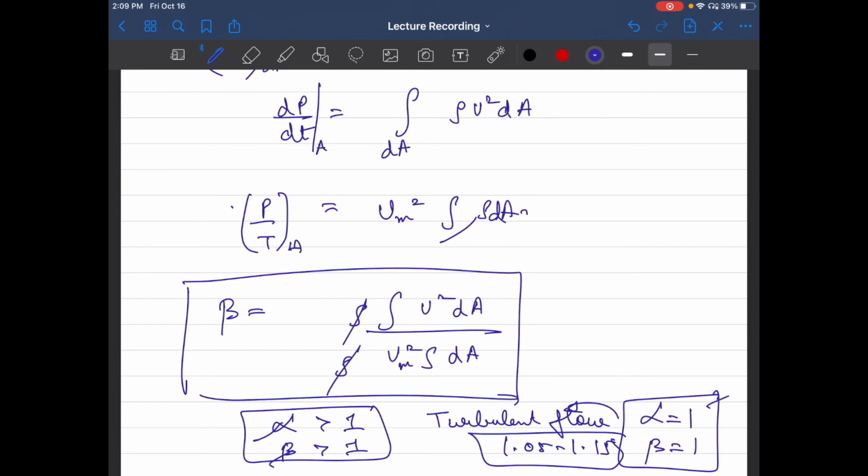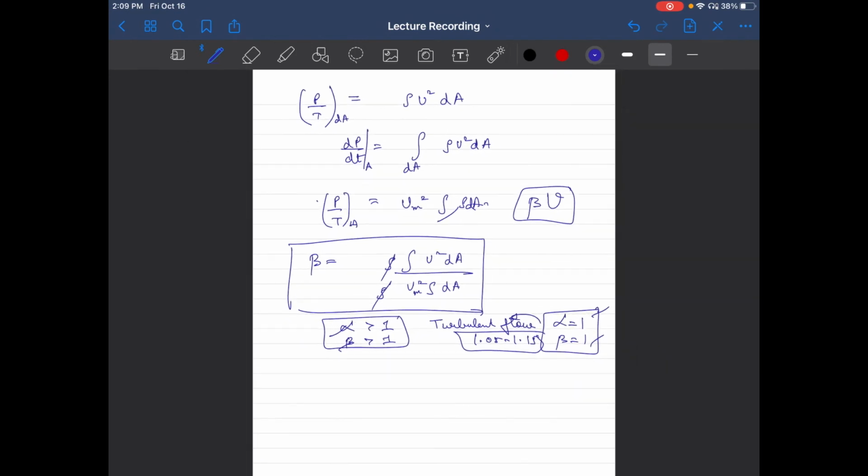The reason we introduce these alpha and beta is because when we go to Reynolds transport theorem, we will try to write everything in terms of average velocities. And to have an accurate description of momentum, we will multiply it with the momentum correction factor so that we are, in one way or another, accounting for the non-uniform distribution of velocities across the channel section.